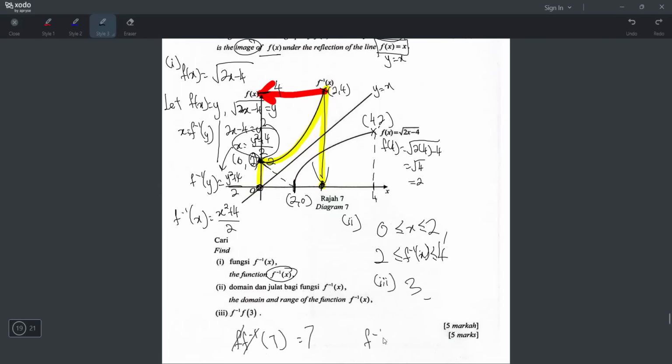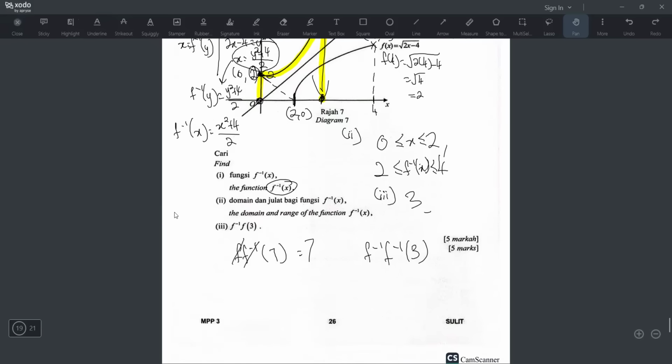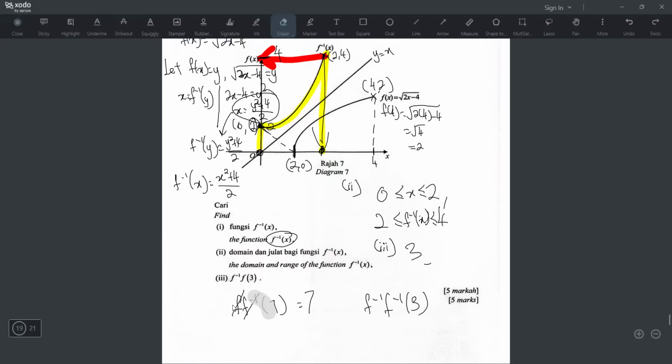But if like this, cannot cut. This one you have to do it separately. You have to do it yourself. As long as it's one normal function and one inverse, then can cut. Okay, hope you get it. That's the answer. I will go to the next question.